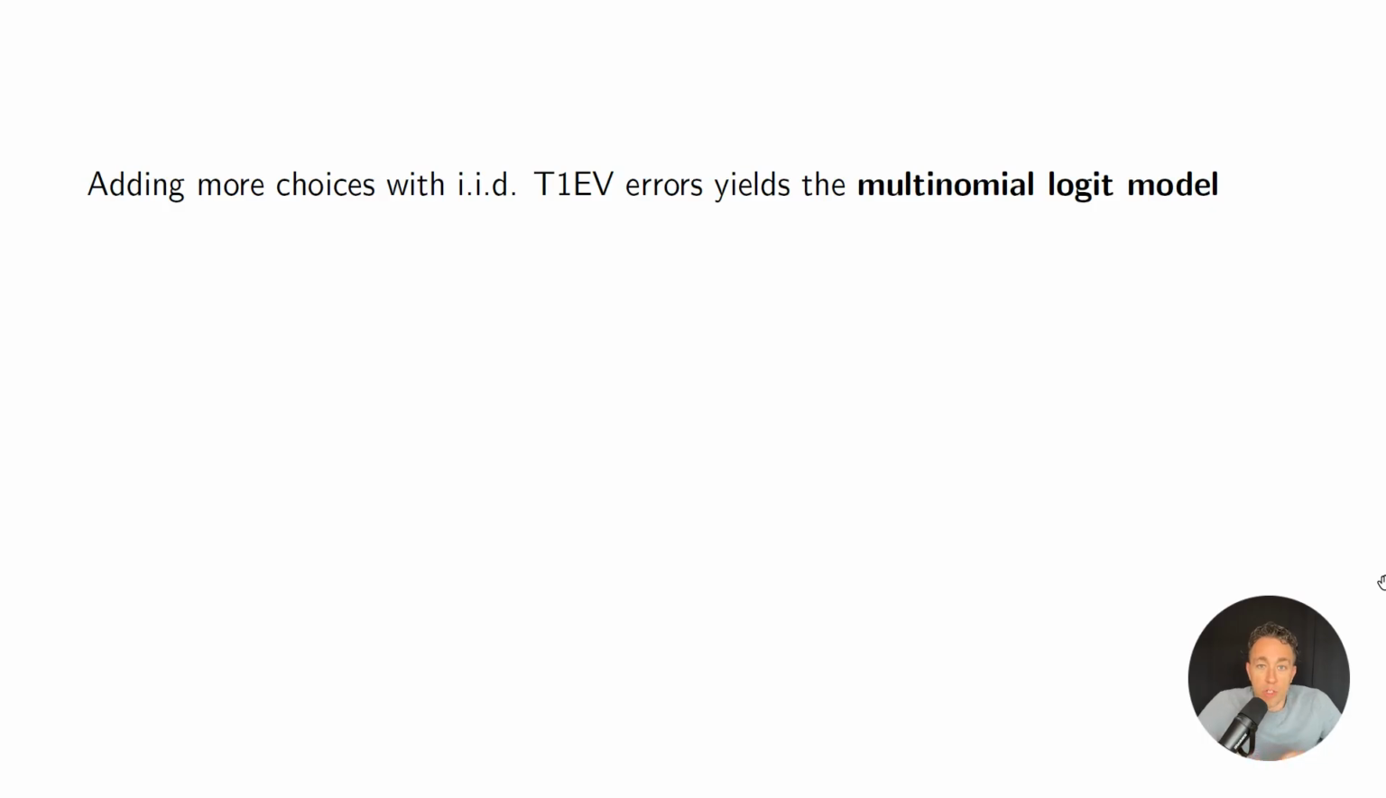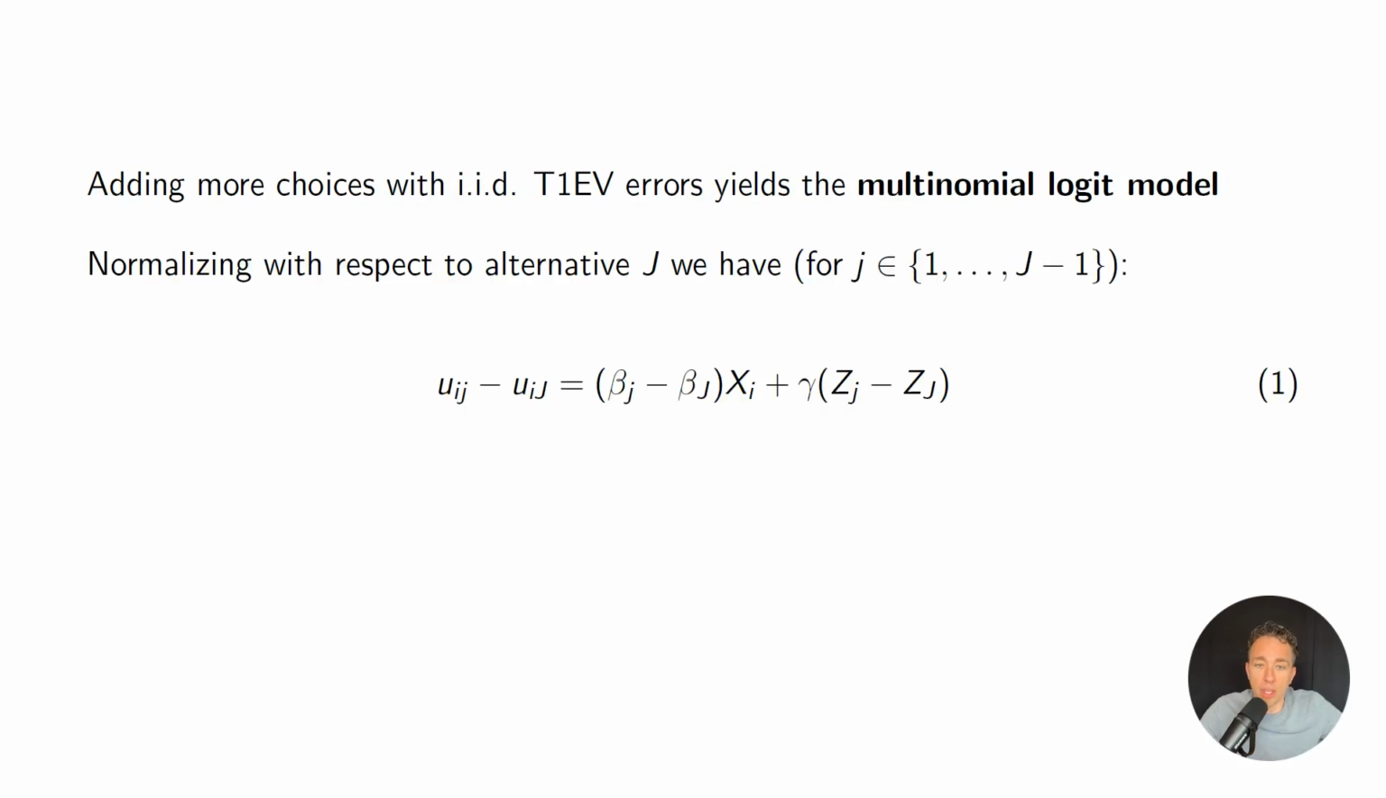So if we have more choices, but we still have the same assumption that the errors are IID type 1 extreme value, then this is going to give us what's called the multinomial logit model. We have the same exact utility specification, but we just have many more options. So instead of two options and one set of differenced utilities, we're going to have capital J options, and that will give us capital J minus 1 differenced utilities that we can estimate the parameters of. So here we still see the same things in our data. We see X, and we see all the different Z's, and then we see the choice that was made.